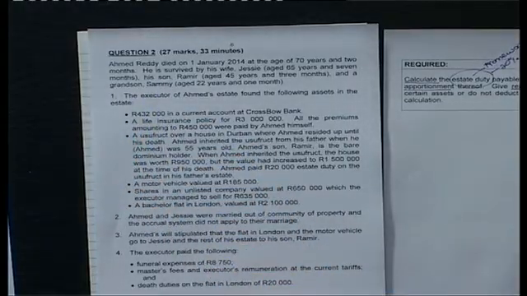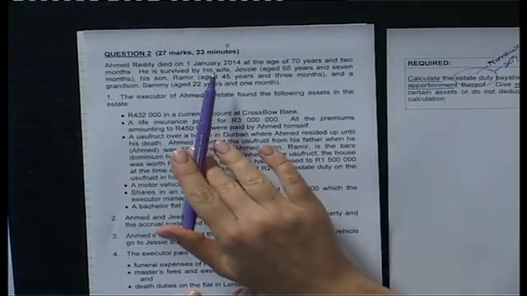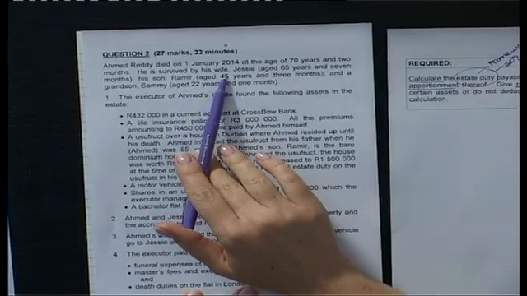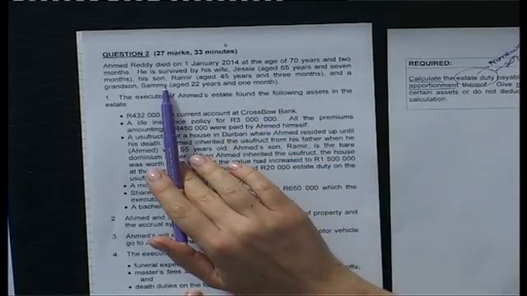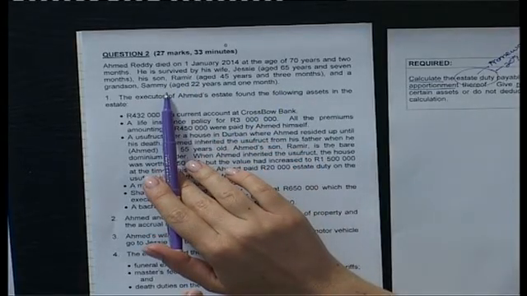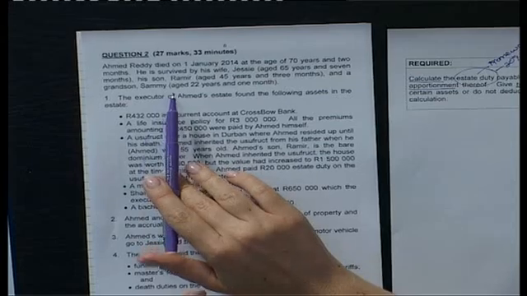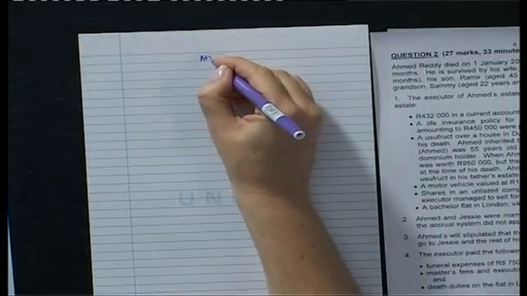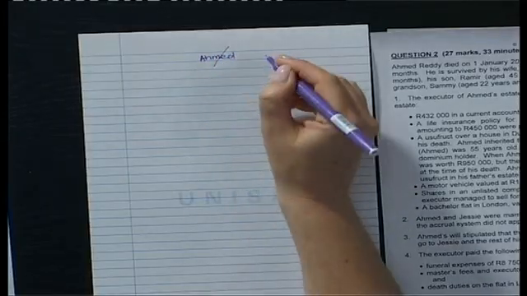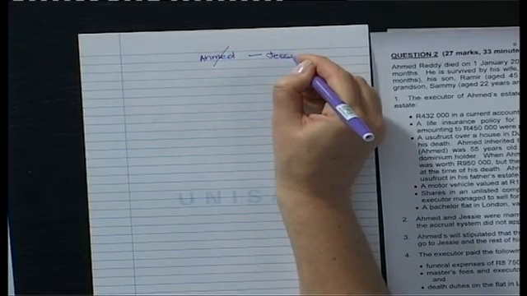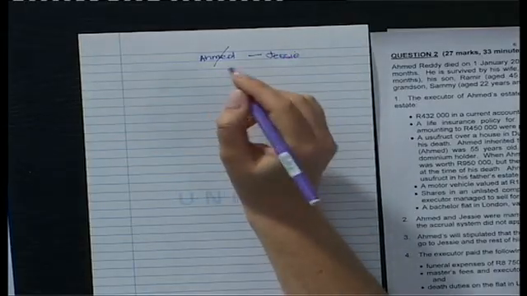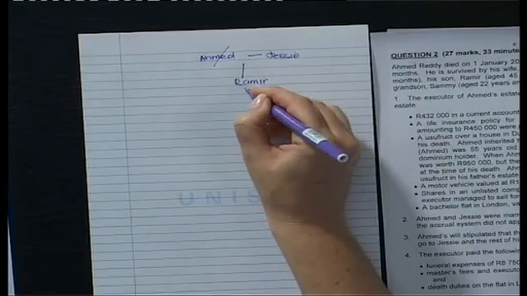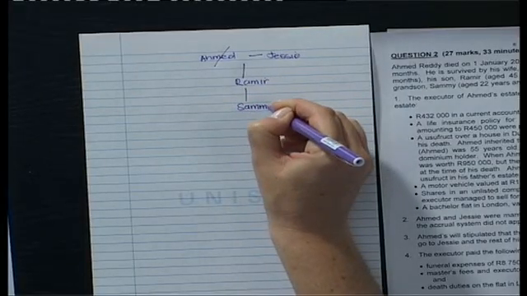Okay, Ahmed Reddy, the guy in question, he died on 1 January 2014 at the age of 70 years and 2 months. He is survived by his wife, Jessie, and the son, Ramir. And there's a grandson in the picture, Sammy. Maybe you just want to quickly do yourself a little diagram. This tends to help. So we have Ahmed. He was married to Jessie. He is survived by Jessie, and then we have a son, Ramir, and then there's a grandson, Sammy.